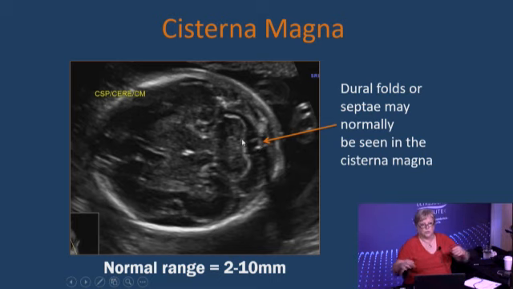So you just want to make sure, if you do see this, if you've got it magnified up and you're using a higher resolution transducer, you may see these little things, and this is just going to be the normal septa or durofolds. And the normal range again for the cisterna magna on the low side should be 2 millimeters, and the high side again is 10 millimeters. Imagine that, cavum vergae, 10 millimeters. Anything in the head, 10 millimeters.